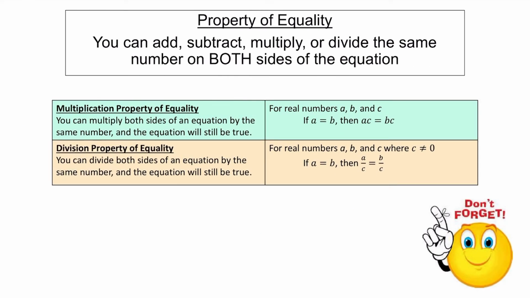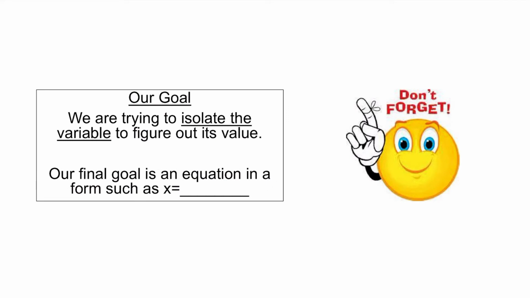So don't forget the property of equality. If we multiply one side of the equation by a number, we must multiply the other side of the equation by the same number because we have that equal sign in the middle. So remember, you can add, subtract, multiply, or divide the same number on both sides of the equation. If we only multiply one side, we're changing the meaning, so we want to keep making sure that whatever we're doing to one side, we're repeating on the other side of the equation. Remember, our goal when we're doing this is to try and isolate the variable. We want to figure out its value, so we want an equation in a form like x equals some number.